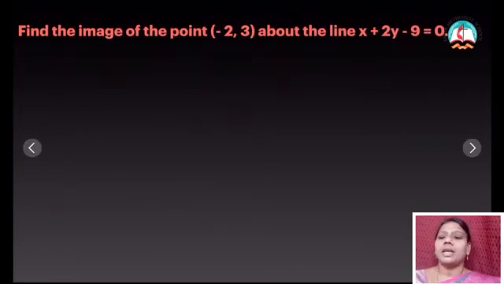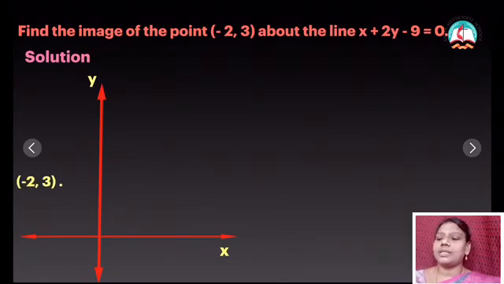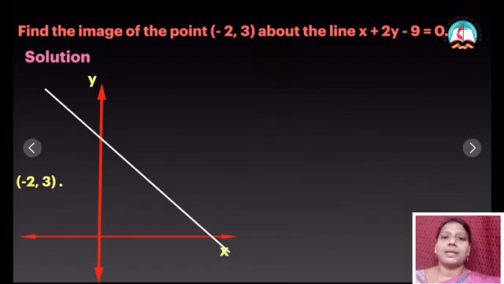Okay. So now find the image of the point minus 2, 3 about the line. So we are going to find out the image of the point. So for that I am just drawing the x-axis, y-axis. Since it is in the second quadrant, I am concentrating only on the second quadrant. So now in the second quadrant I just mark the point minus 2, 3. Now what is given to us? This point about the line. Therefore we have a line over that. That is, this is the line.